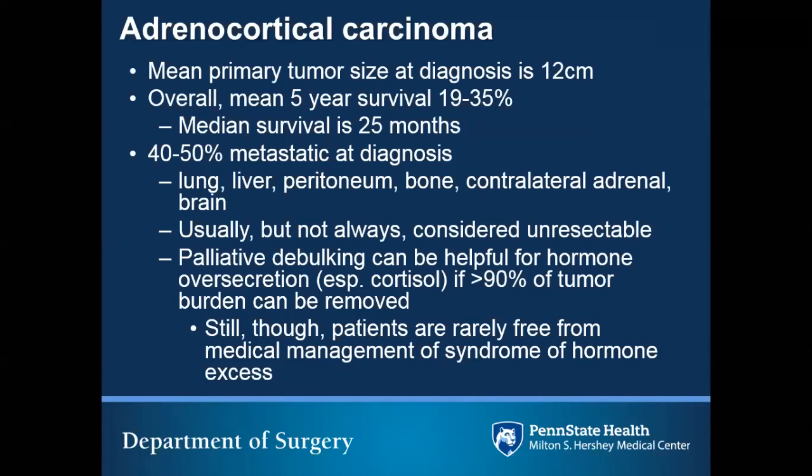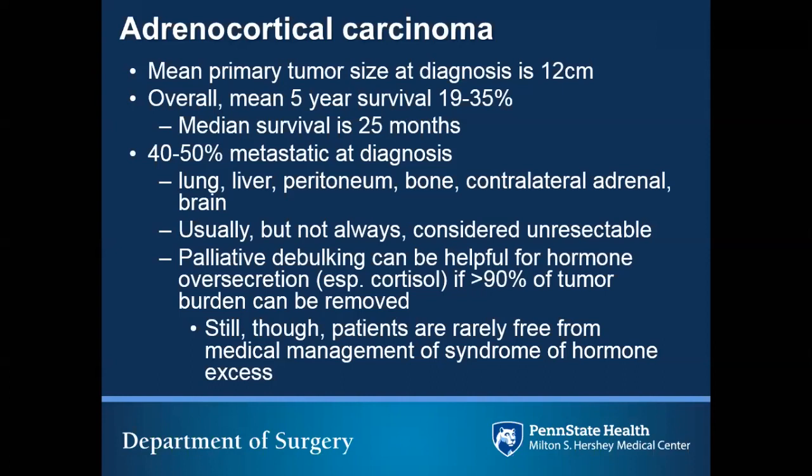The mean tumor size at diagnosis for adrenal cancer is about 12 centimeters, and the overall 5-year survival is pretty dismal at between 19 and 35%. About half of the time, adrenal cancer is identified at a metastatic state, at stage 4, and we see metastases primarily to lung and liver, but you can see it also to bone and brain.